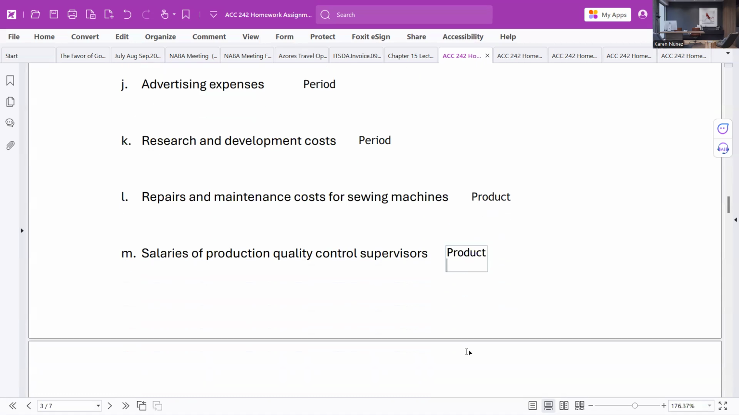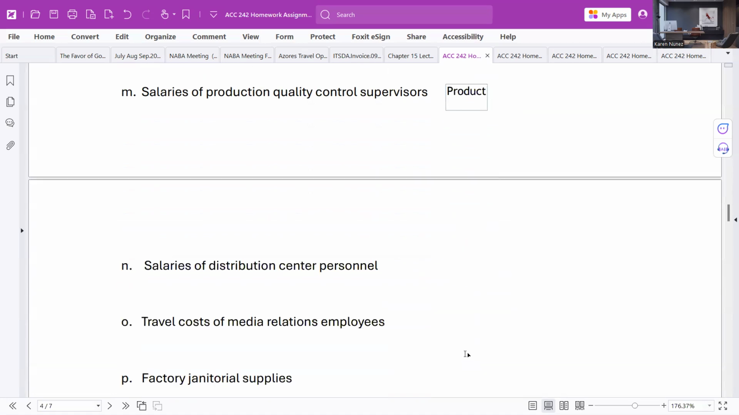And I think we've got here just a few more on the next page, salaries of the distribution center personnel. Now, let me explain here again. Any costs that are incurred during manufacturing the product are going to be product costs.